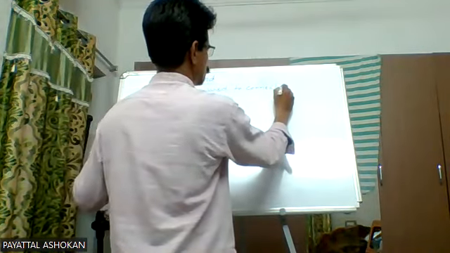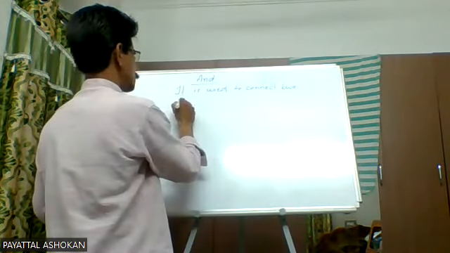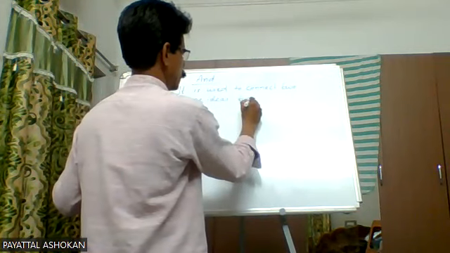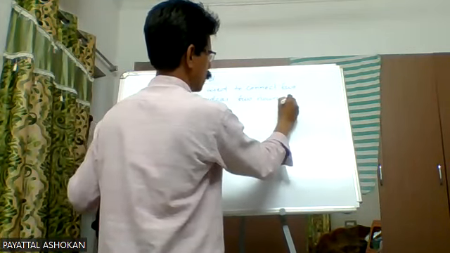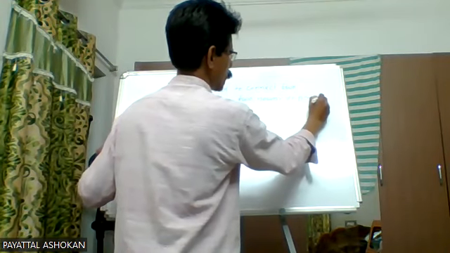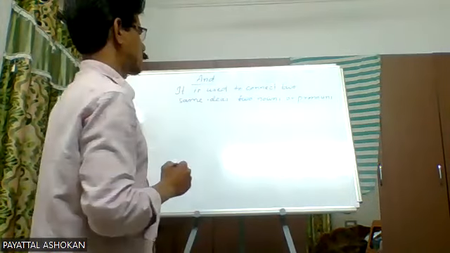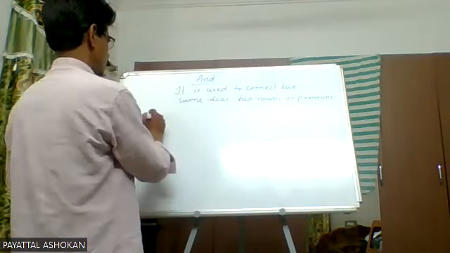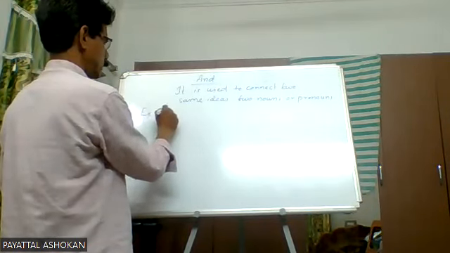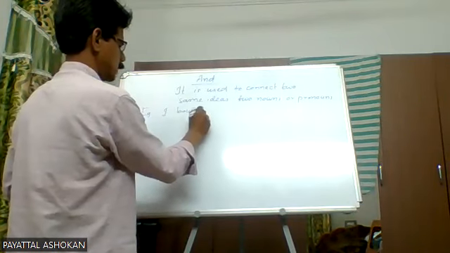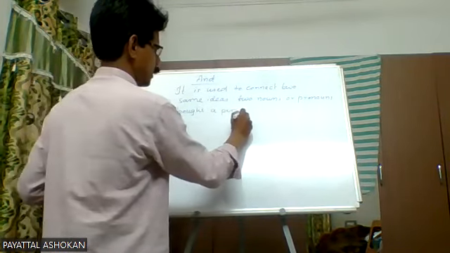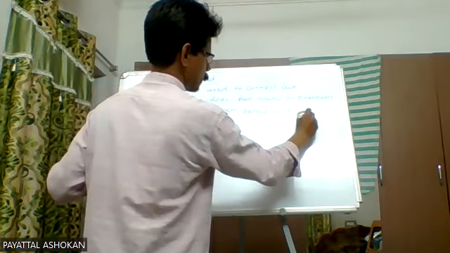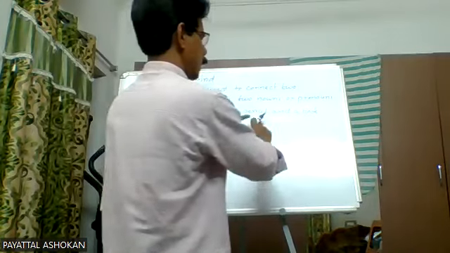It is used to connect two same ideas, two nouns or pronouns. For the purpose of connecting two nouns or pronouns, or connecting two similar ideas, we can use and. For example, if we take: I got a pen, pencil, and a book. Here, pen, pencil, and a book.